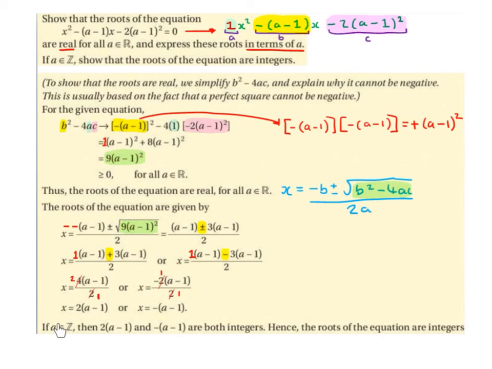And if a is an element of Z, so if these a values are elements of the integer set, positive or negative whole numbers, then 2(a minus 1) and minus (a minus 1) are both integers. Hence, the roots of the equation are integers.